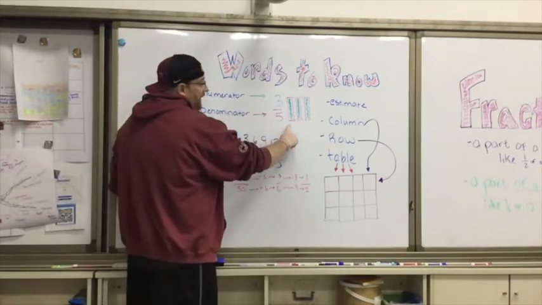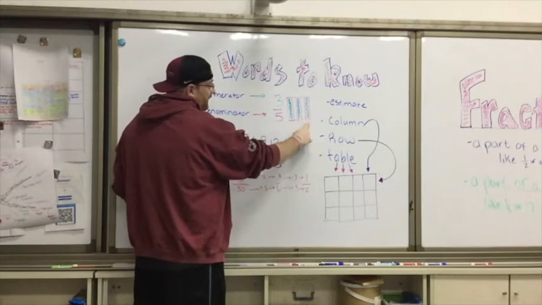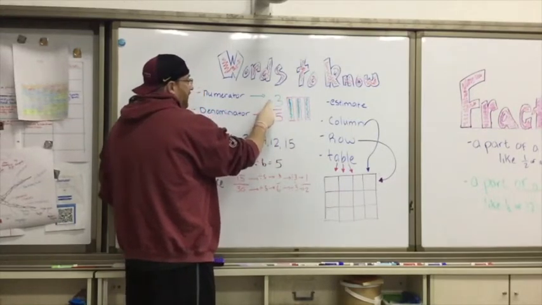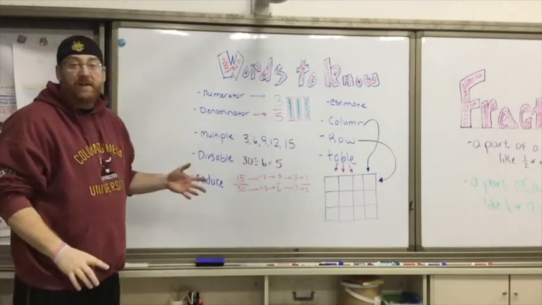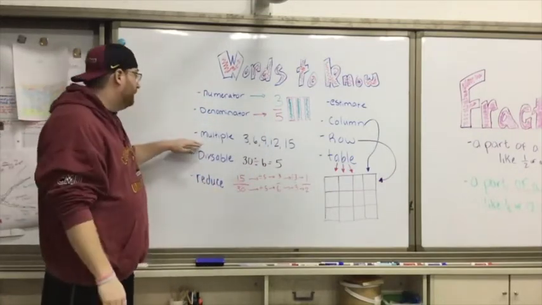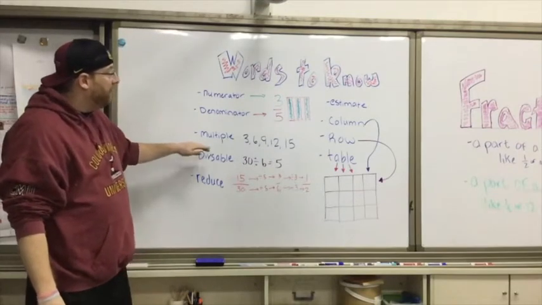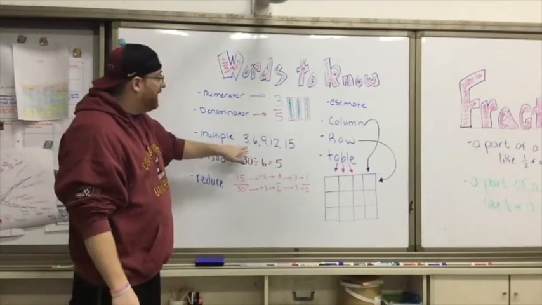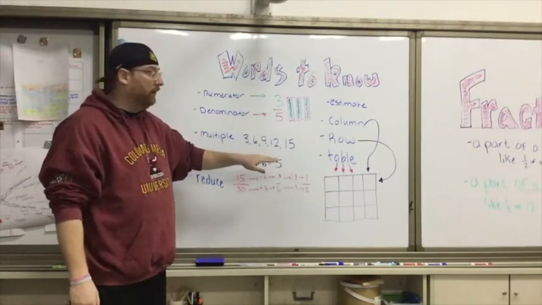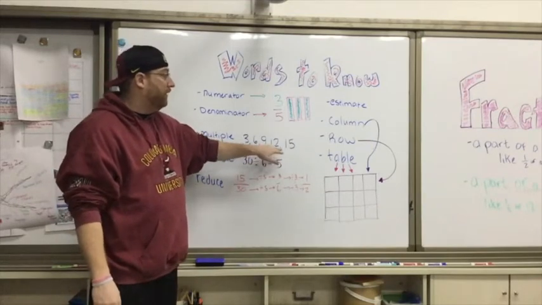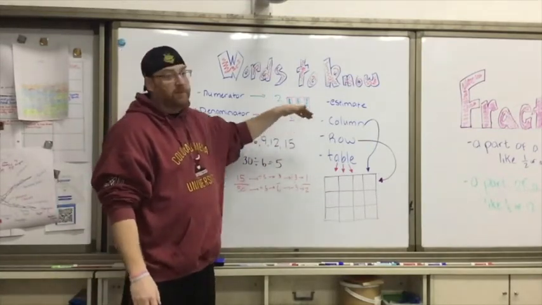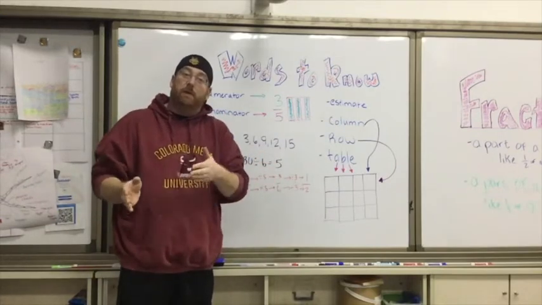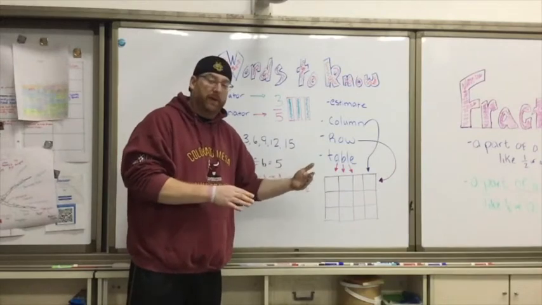Here's an example. I made a shape and cut it into 5 pieces. That's the denominator. 3 of those pieces are colored in green. That's the numerator. The next word is multiple. When we talk about multiples of a number, it's any number that you would say if you were skip counting by that number. Here I have an example of multiples of 3: 3, 6, 9, 12, 15, plus 3 more, plus 3 more, plus 3 more. Basically, if a number is divisible by 3, it is a multiple of 3.